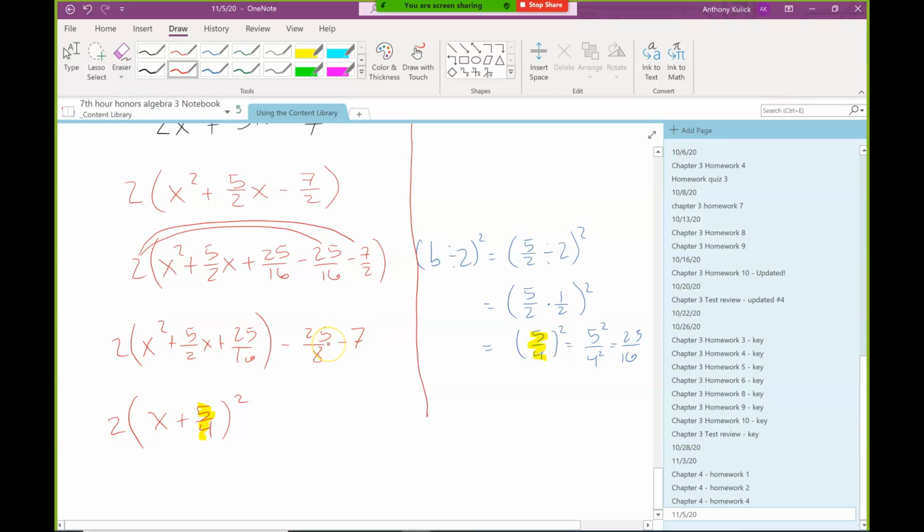And then I have to subtract 25 and 7, or add negative 25 and negative 7. To do that, I need to have a common denominator. The common denominator there would be 8. So negative 7 becomes negative 56 over 8. So when I combine negative 25 and negative 56, I get negative 81 over 8. And there's my final answer. What do you guys think?